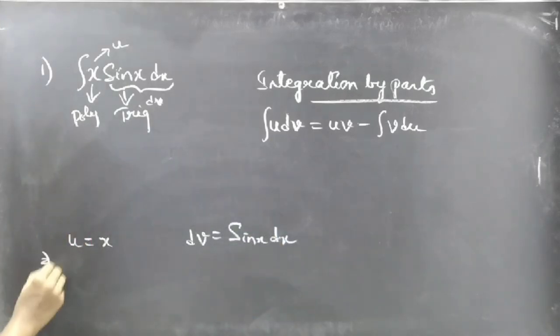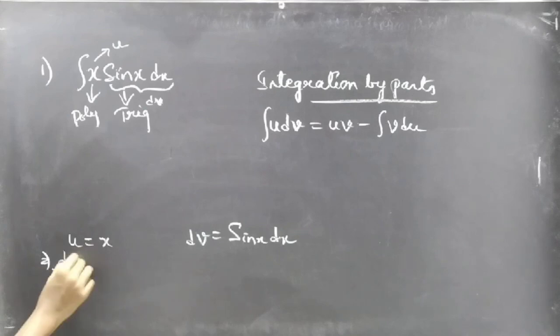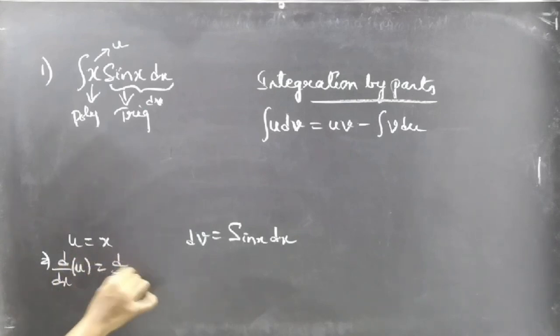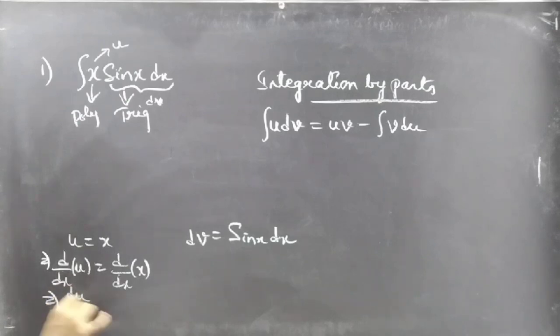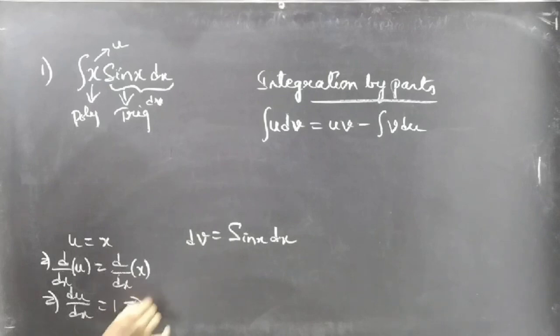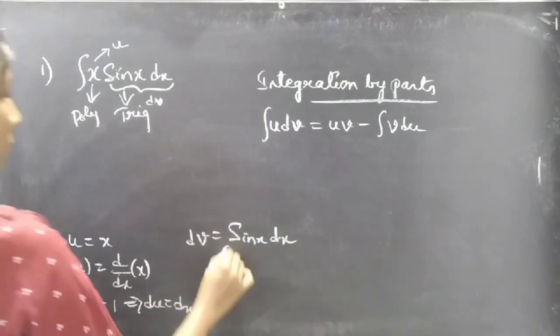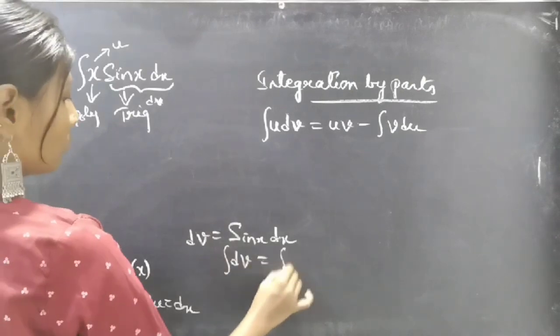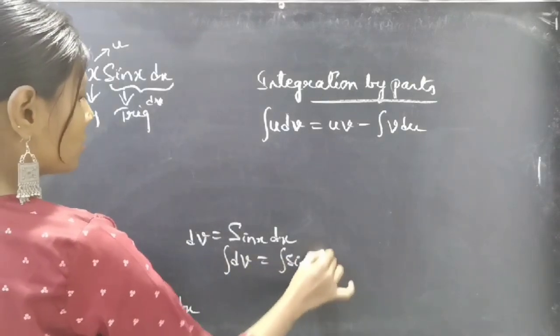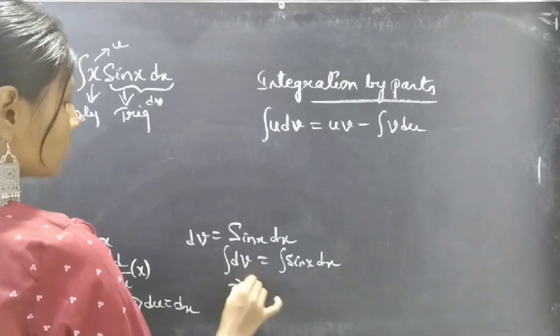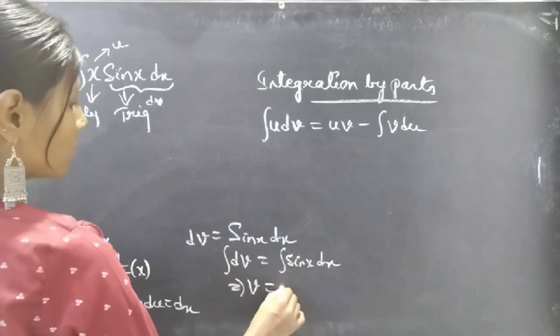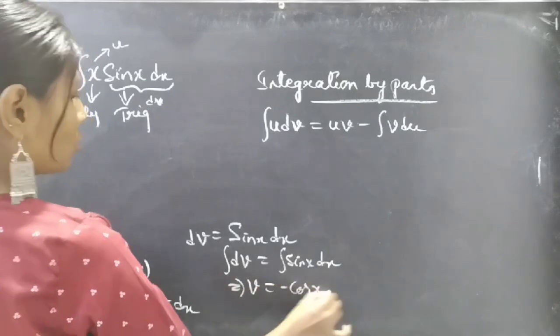Here, differentiate on both sides with respect to x. We'll get du by dx equals the derivative of x with respect to x, which is 1. From this we get du equal to dx. And here we are going to integrate on both sides to find v. This gives us v equal to the integral of sin x dx, which is minus cos x.